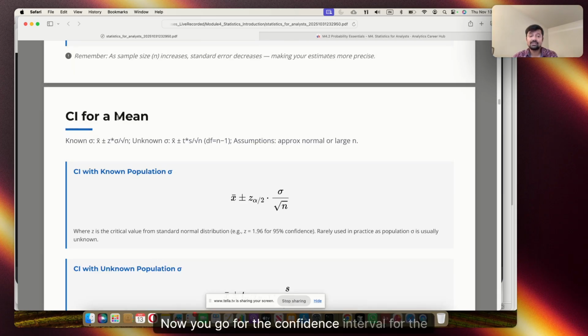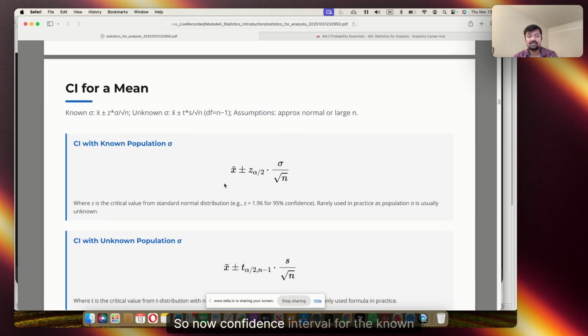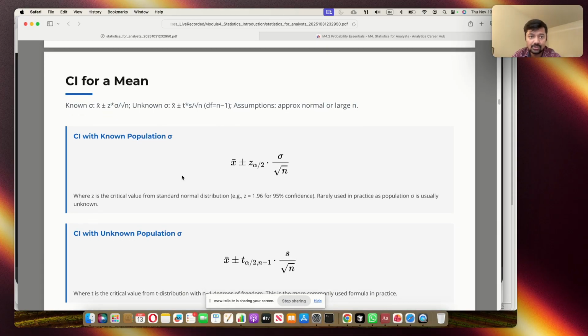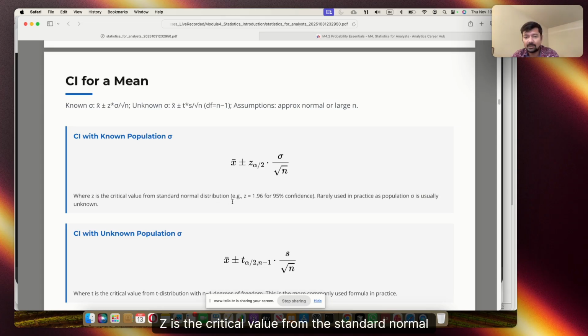Now you go for the confidence interval for the mean: the confidence interval for a known population and for an unknown population. These are the two cases. Let's define this; I'm not going into the formula. Z is the critical value from the standard normal distribution. The confidence interval for the population helps you identify the total range in which, with 95% confidence, the data is spread. It is rarely used in practice, as the population standard deviation is usually unknown.